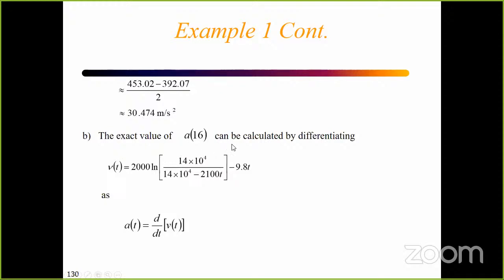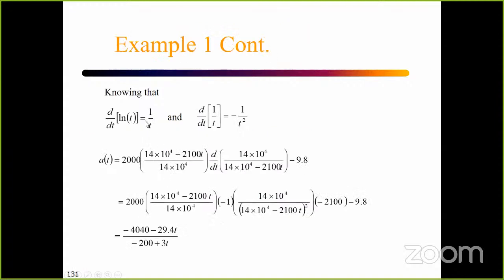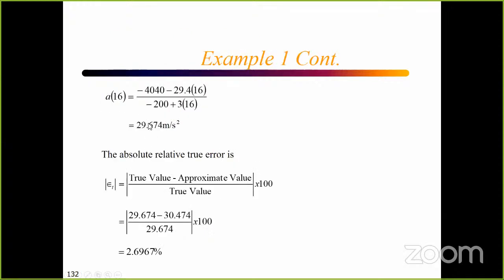The exact value at 16 can be calculated by differentiating 2000 ln of the expression, that is d/dt of v(t). d/dt of this, the derivative of 1/t is 1/t squared. If you estimate the acceleration from these formulas, you will get about 29.67. If you estimate the absolute relative error, 29.67 versus 30 in the earlier case, it is hardly 2.7%.